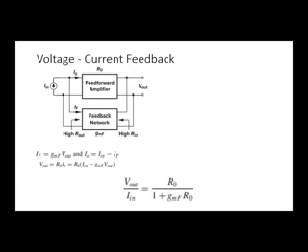In this, voltage is sensed and a proportional current is returned to the summing point at the input. Note that the feedback path incorporates the transimpedance amplifier with gain R naught. The gain of the transresistance or transimpedance is R naught.